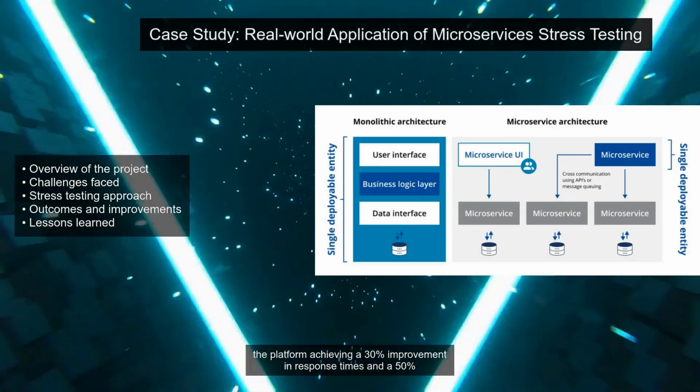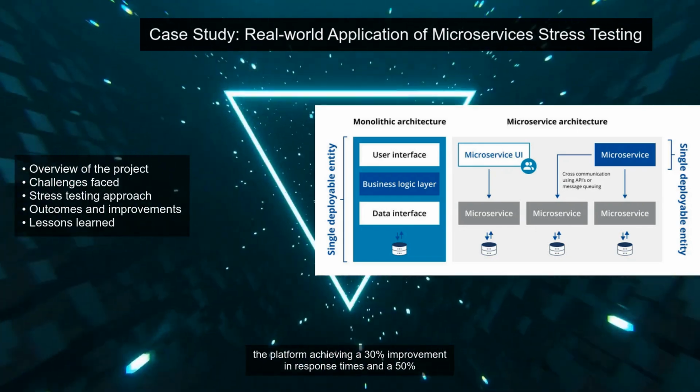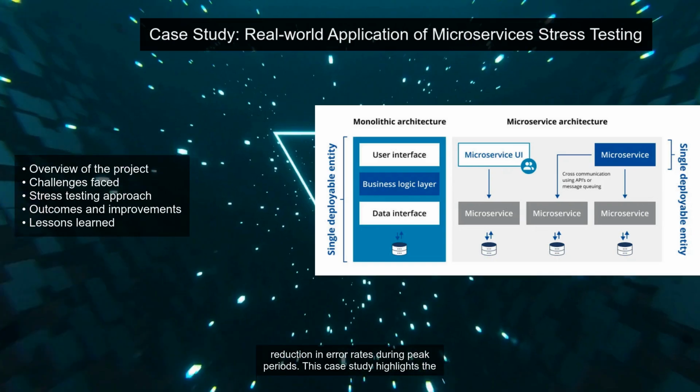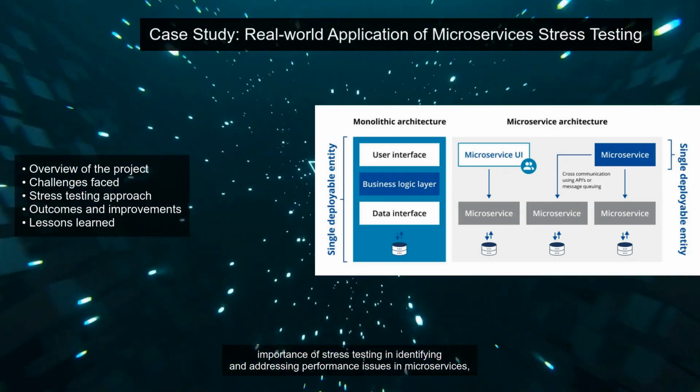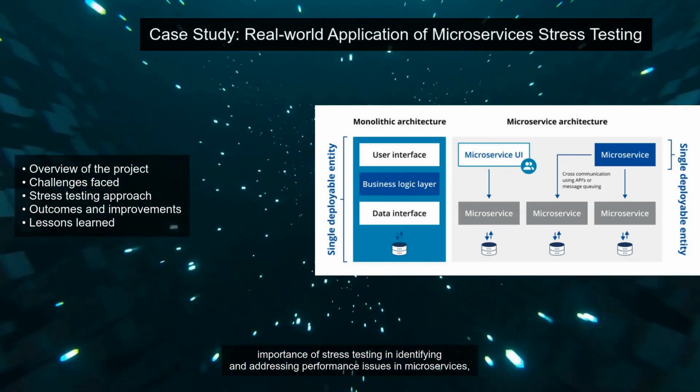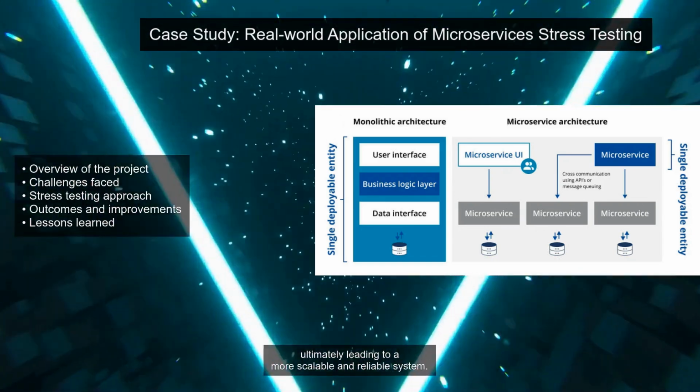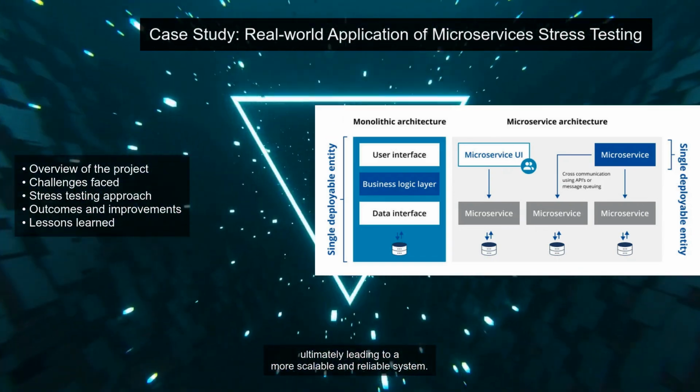The outcomes were significant, with the platform achieving a 30% improvement in response times and a 50% reduction in error rates during peak periods. This case study highlights the importance of stress testing in identifying and addressing performance issues in microservices, ultimately leading to a more scalable and reliable system.